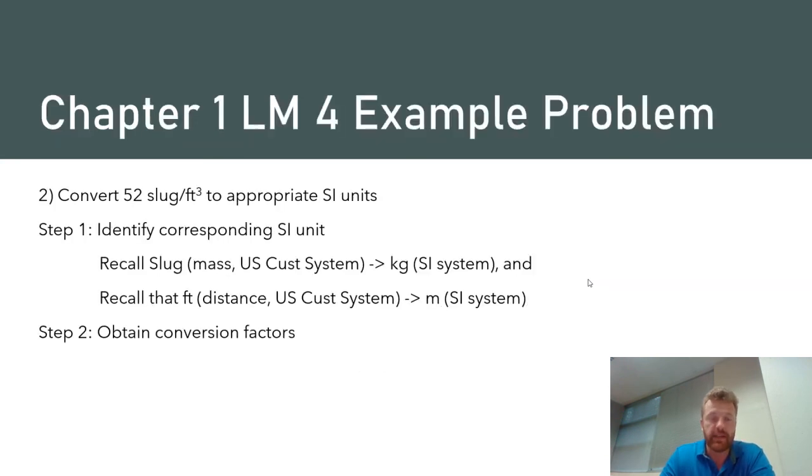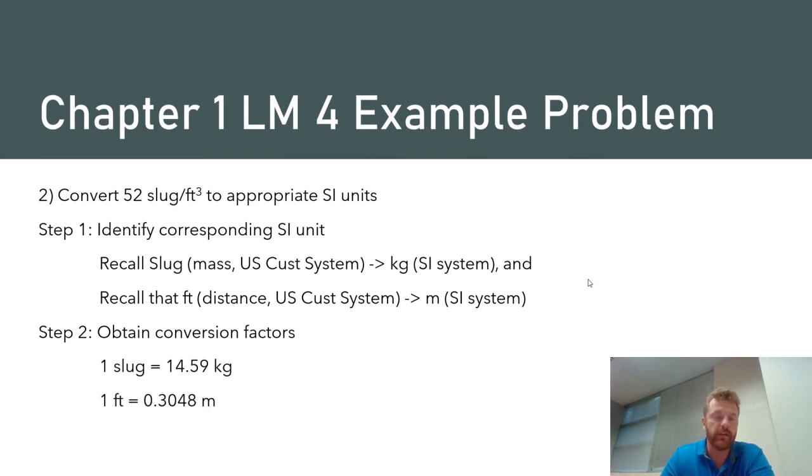So how would you actually do an example here? What if you had 52 slugs per cubic foot? Well, hopefully you remember a slug is just the unit of mass in the FPS system, and foot, of course, is a unit of length in the FPS system. If you want to convert it to SI units, you've got to find your conversion factor for slugs to kilograms, which is the SI unit of mass, and feet to meters.